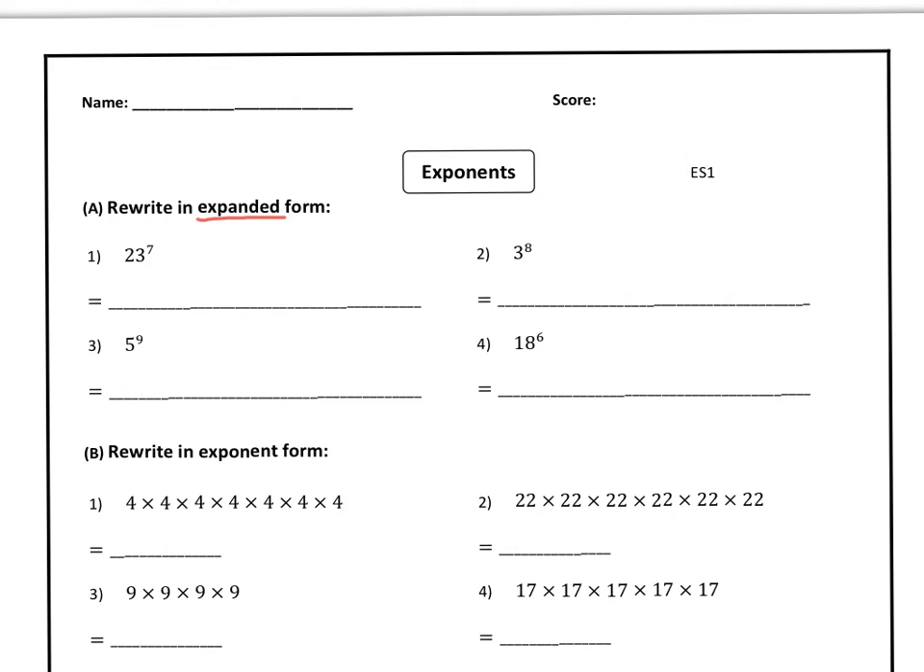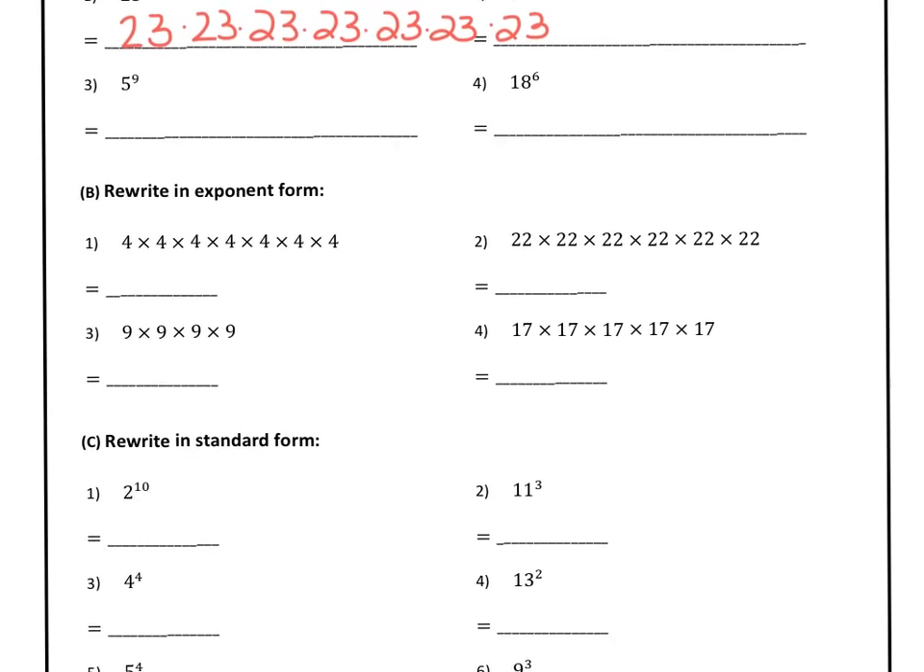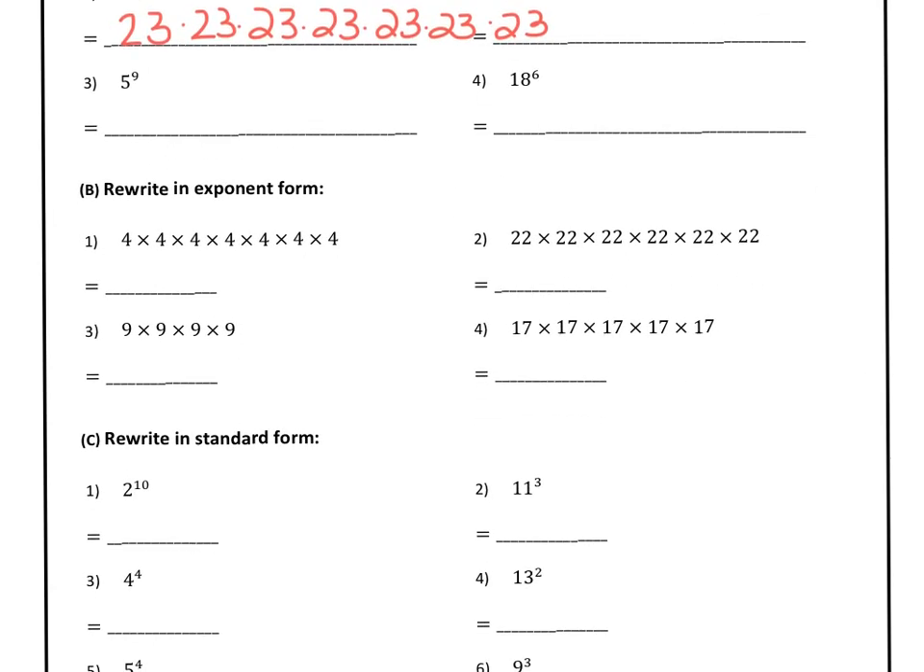So 23 to the 7th means our base is 23, and we multiply 23 out 7 times. Times 23, and I know how to squeeze that in there. Okay, in section B, you need to write it in exponent form. And exponent form means we need to write it like we see it above. So our base is 4. How many 4s do we have? 1, 2, 3, 4, 5, 6, 7. So this is 4 to the 7th power.